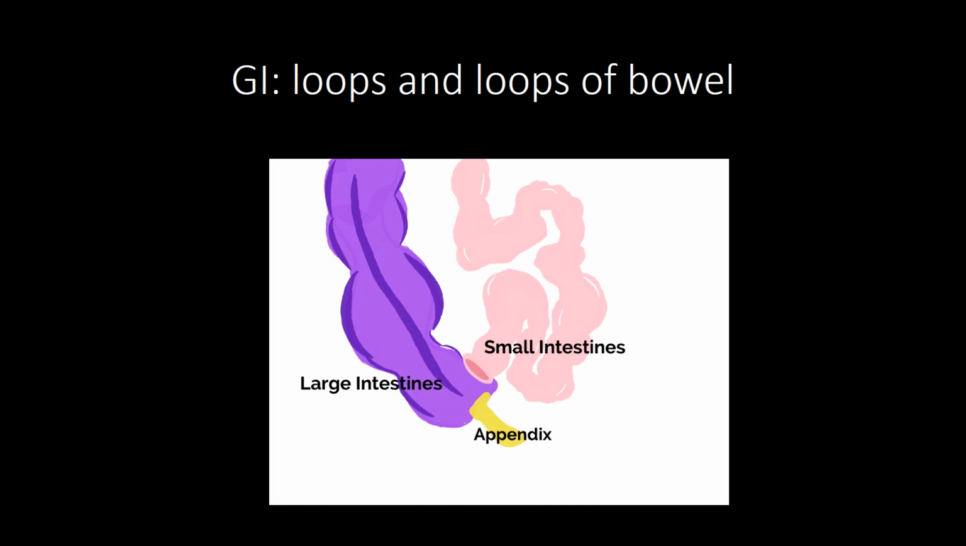Ogilvie syndrome is an acute colon pseudo-obstruction. It occurs secondary to autonomic dysfunction leading to massive dilation of the colon greater than 10 centimeters. There is no mechanical obstruction. The treatment is colonic decompression and neostigmine.